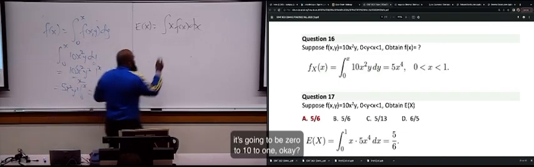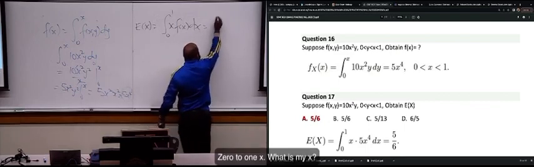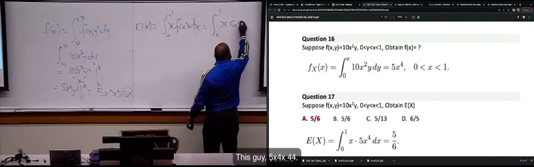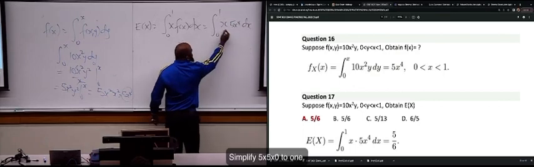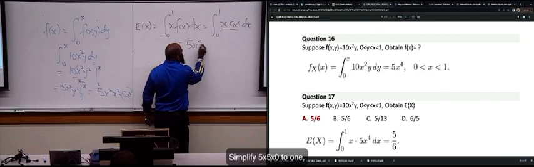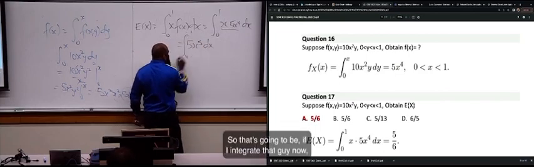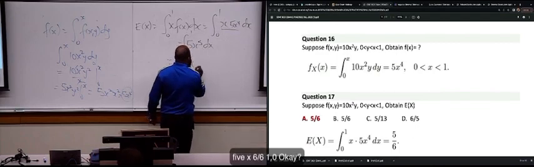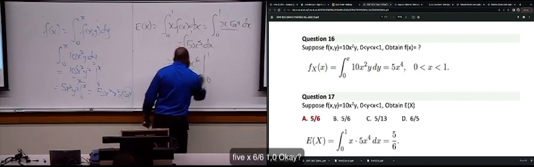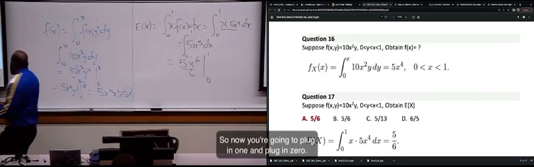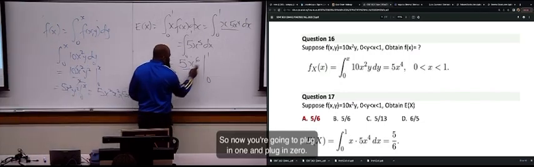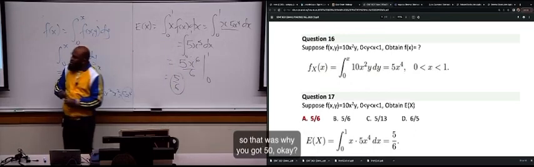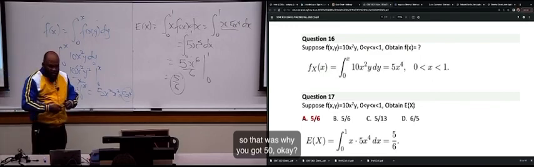So here now, 0 to 1, x times what is my f of x? This guy, 5x^4 dx. So I simplify to 5x^5 dx, 0 to 1. If I integrate that now, it's 5x^6 divided by 6, from 0 to 1. Now you plug in 1 and plug in 0. So that should give you 5/6. So that was why you got that 5/6.